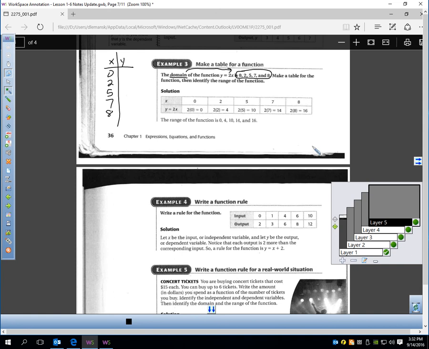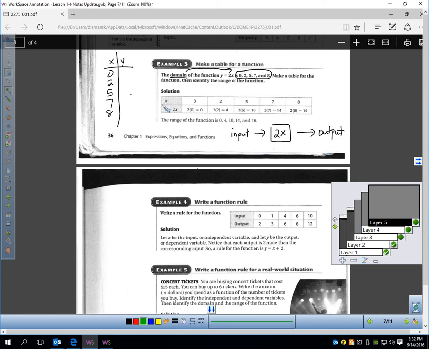Make a table for a function. The domain of the function y equals 2x is 0, 2, 5, 7, and 8. If that's my domain, those are the numbers I'm going to plug into my computer. Make a table for the function. You can see I'm doing that here. And then identify the range. Let's make the table. Okay?